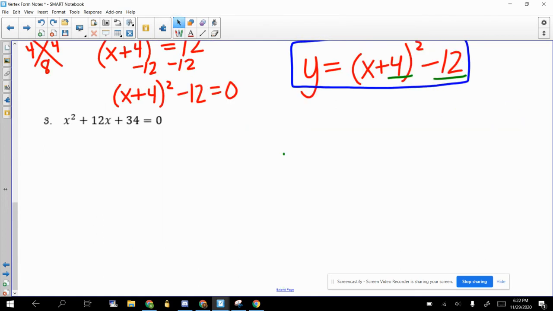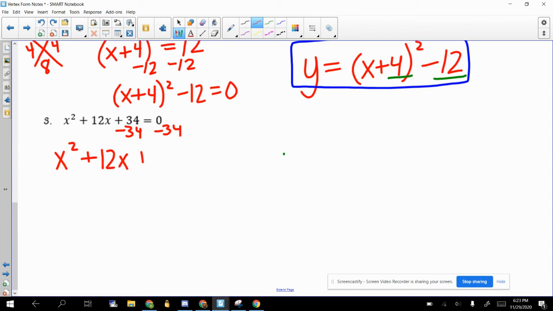So we're looking at number 3 here. And again, start out the same way. So let's subtract over this 34, the c value. And that's going to leave me with x squared plus 12x plus a blank equals -34 plus a blank.